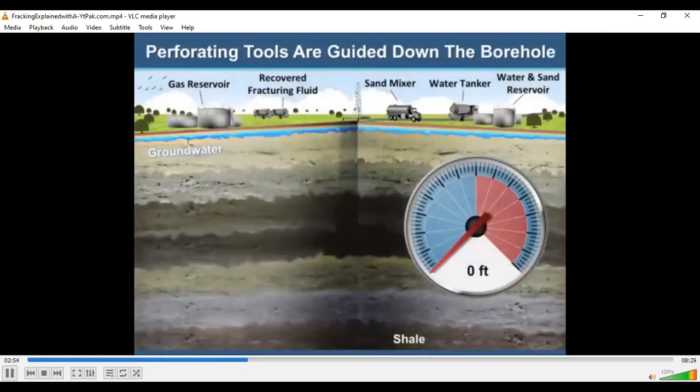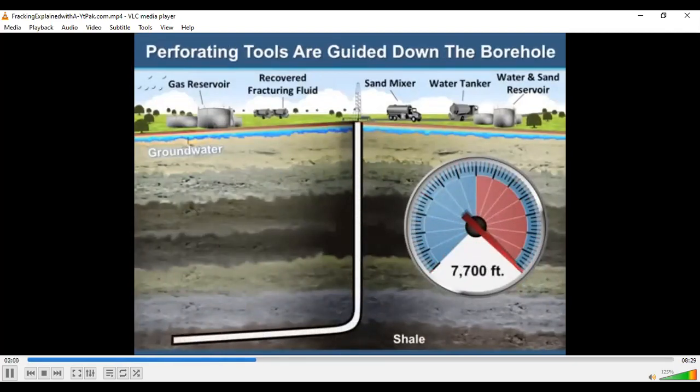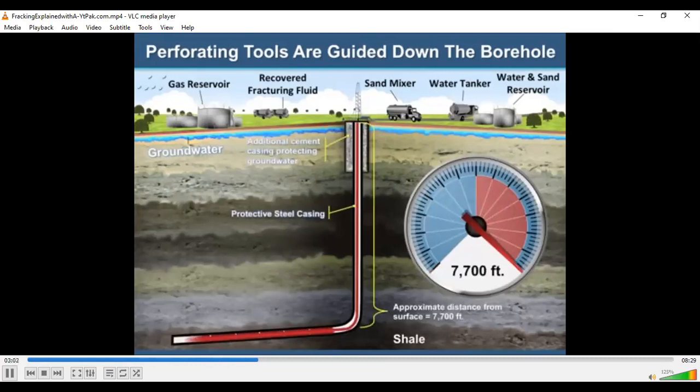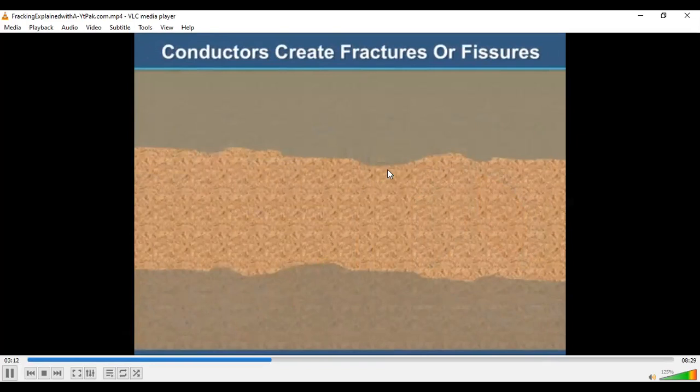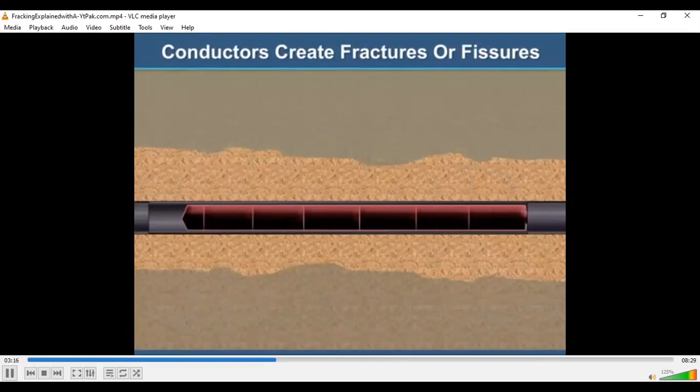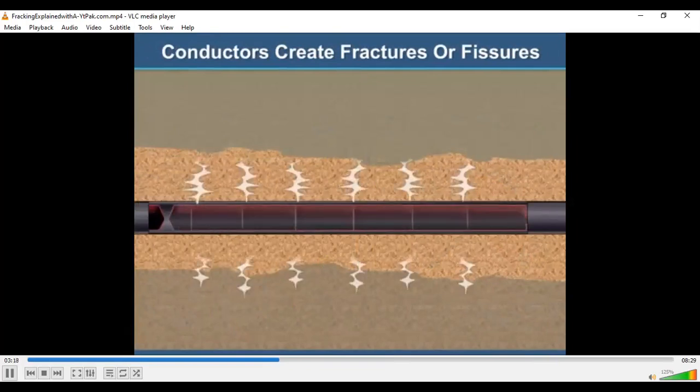the borehole has drilled down to the shale layer, perforating tools are then guided down the borehole carrying conductors. Once these tools are in place, the conductors emit a shock wave into the shale layer. This is called the perforation. These shock waves. They This fracture shock them. wave causes slight underground fractures in the shale layer. These fractures are also known as fissures.